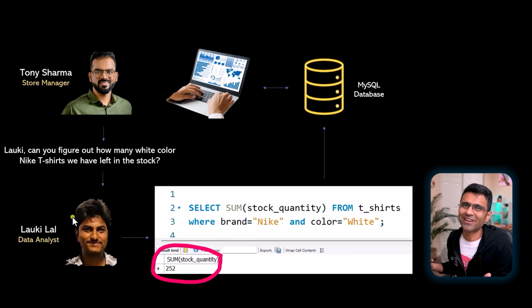Also, Loki is the only data analyst working for this company, and Tony sometimes has issues where Loki is out on leave and not available, and then he has to do all this work manually because Tony himself doesn't know SQL. So then he goes to a data scientist who is working for the same company, and you might guess what is the name of that data scientist.